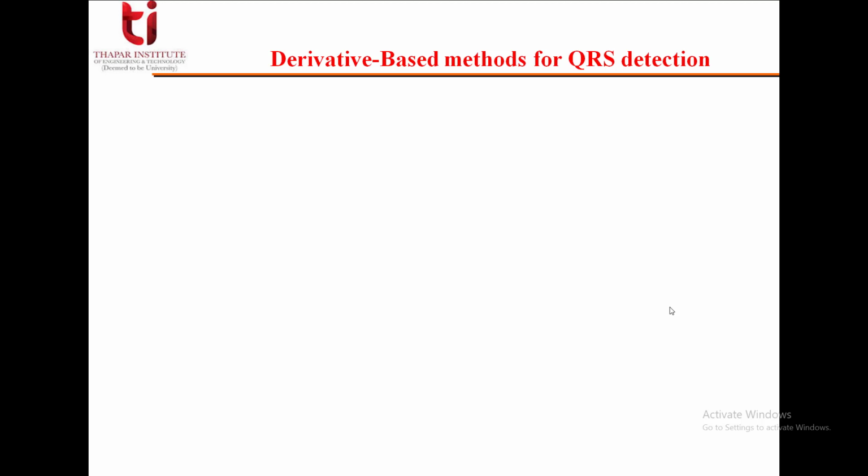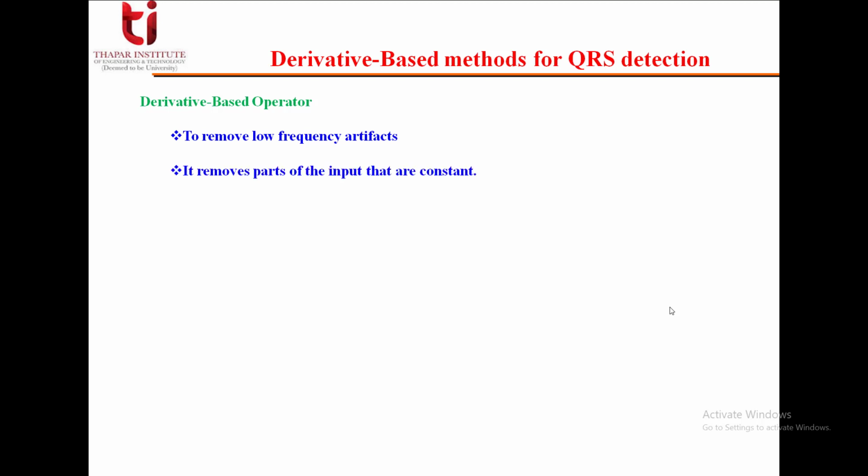In that, first we will discuss a simple method for the detection of the QRS wave, that is, derivative based methods. This is mainly used to remove low frequency artifacts, as we know that QRS complexes possess high frequency components. It also removes the part of the input that is constant, because the derivative of a constant is zero. And large changes in input will produce high values in the output, as with QRS complexes.